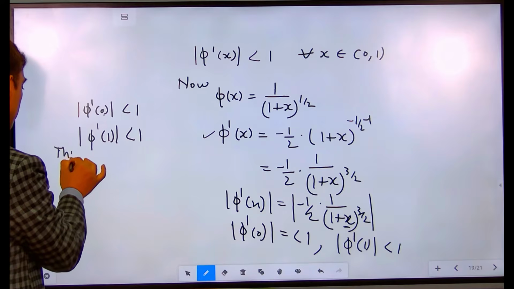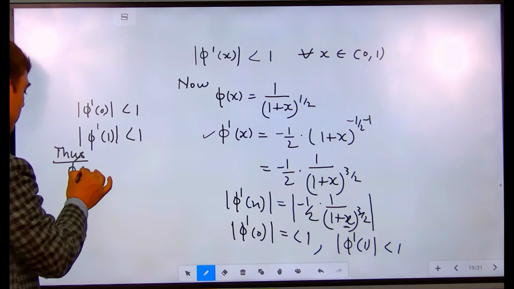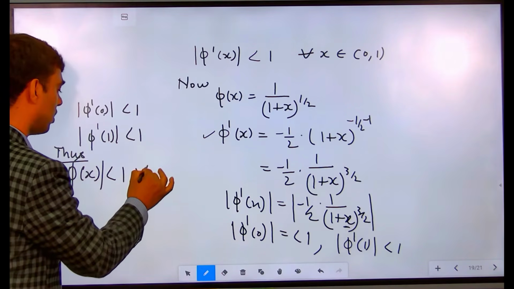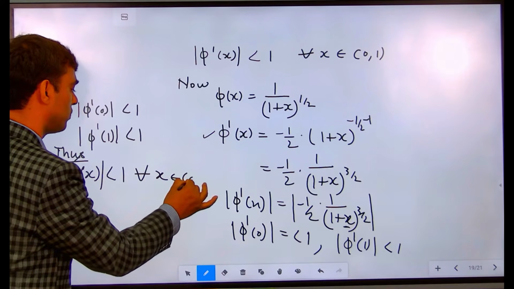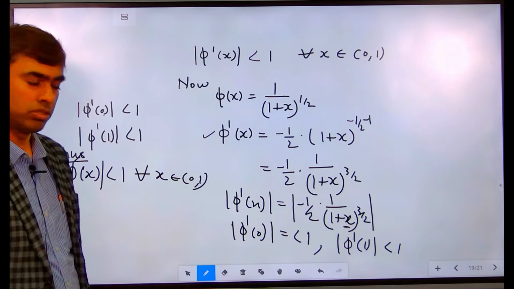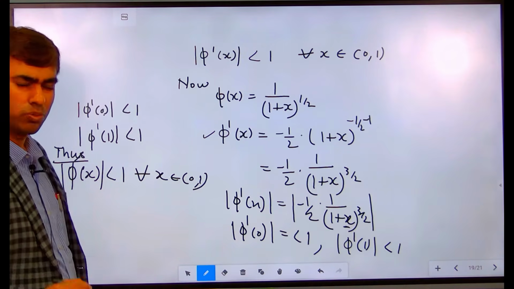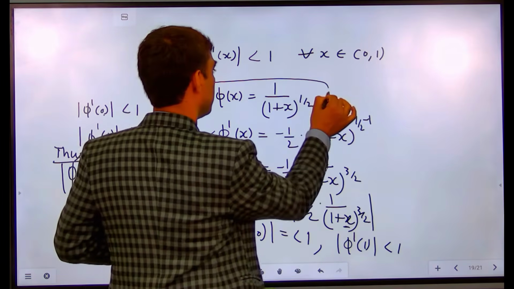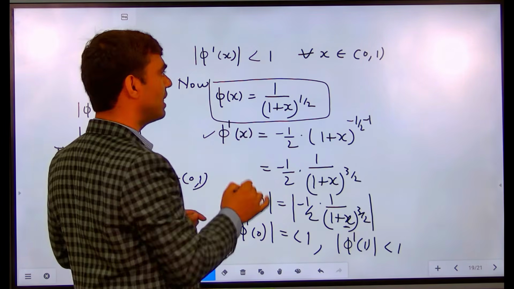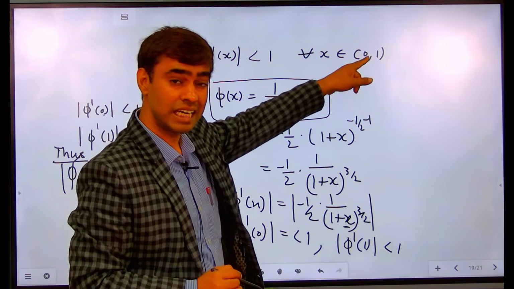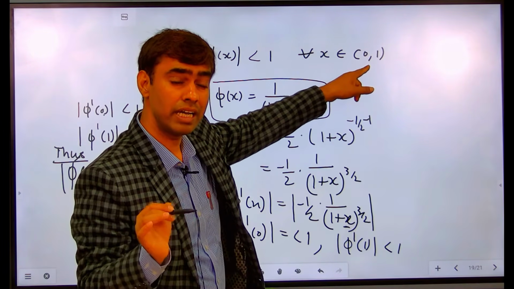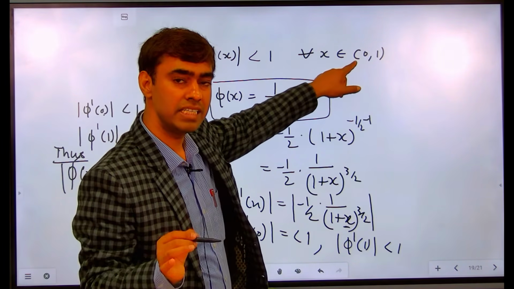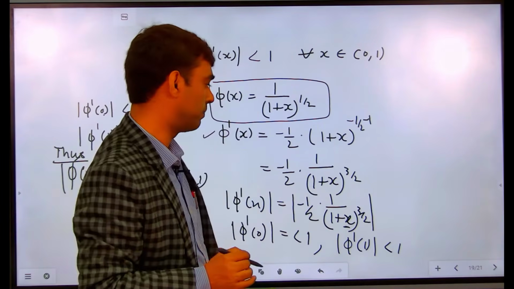Thus we conclude that mod of phi dash x is less than 1 for all values of x belongs to 0, 1. So what is the meaning of this? The meaning is that we are able to find a phi x such that mod of phi dash x is less than 1 for this class interval, which contains our one exact or approximate root. So we may start from any initial value between 0 and 1.